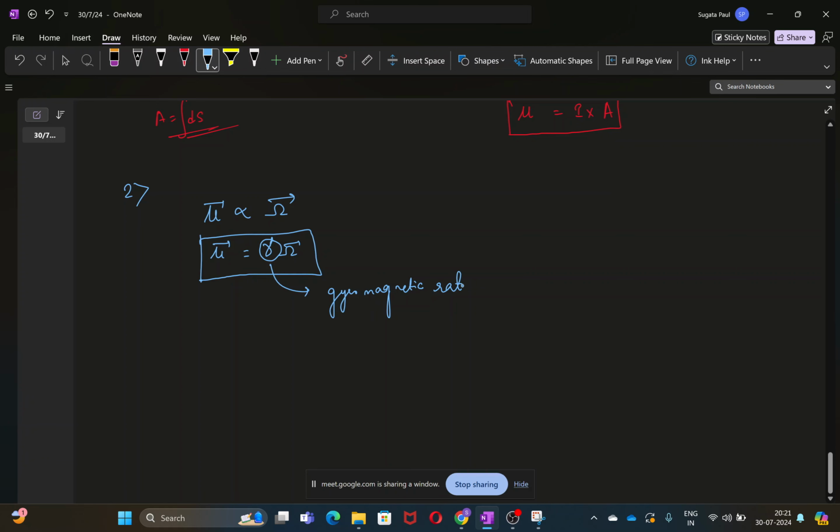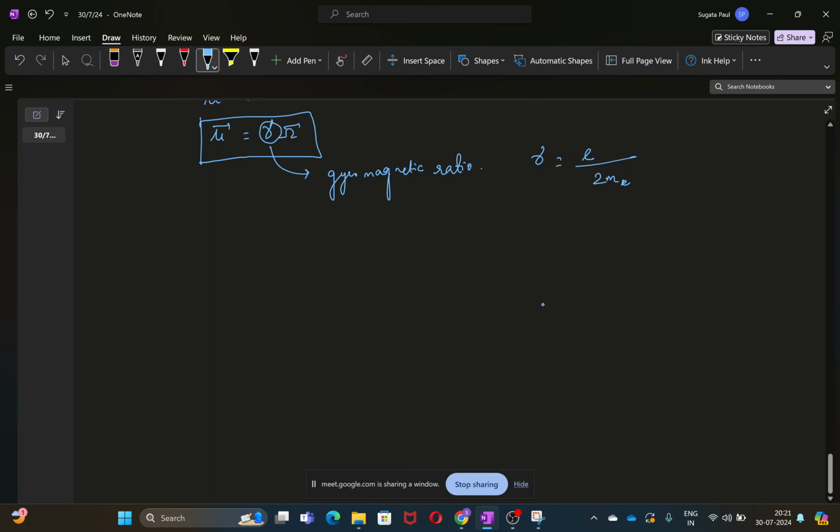Gyromagnetic ratio. And there is a proper calculation which shows that the value of the gyromagnetic ratio is e by twice m, or twice me, where me is the electron's mass, e is the electronic charge, and gamma is the gyromagnetic ratio. Now the question comes: how are they both related? So making the connection is all dependent on the fundamental basics of the topic. What is that?